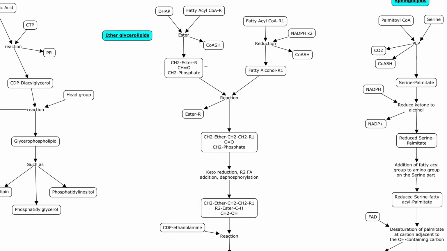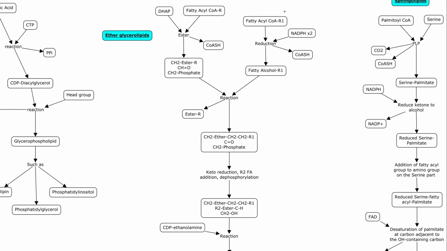The CoASH is going to leave, and then you're going to be left with this structure here, where you've got your three carbons. The first one has an ester to the fatty acid on it. Your middle carbon is just going to be your ketone, just like in DHAP, and then also like DHAP, you've got carbon 3 that has the phosphate on. Meanwhile, you've got a fatty acyl CoA with a different fatty acid on it, so it's going to be R1 instead of R. That's going to get reduced, so instead of a ketone at the carbon that connects them, you've got an alcohol. So instead of a fatty acid, it's a fatty alcohol.